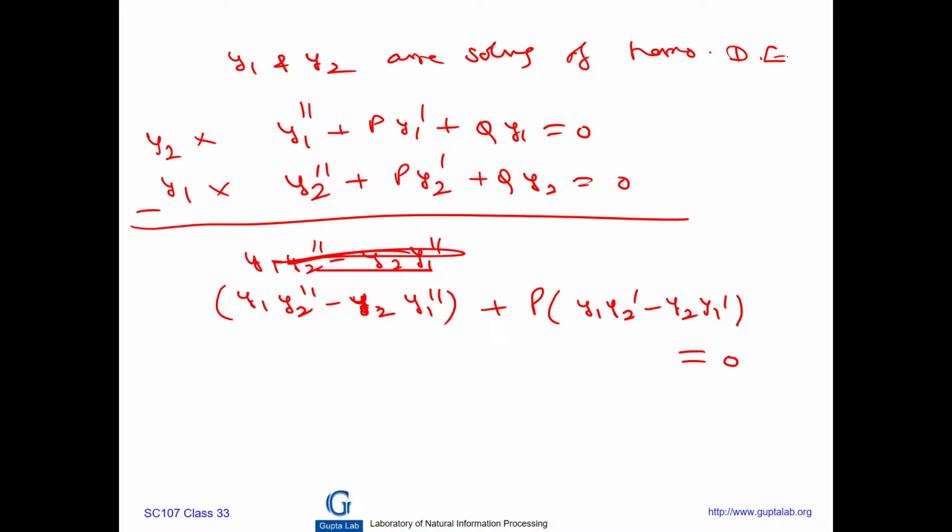नाउ व्हाट इज द फर्स्ट थिंग? dw over dx Wronskian का डिफरेंशिएशन है, एंड सेकंड थिंग इज Wronskian itself. So this implies that we are getting dw over dx plus p times w is equal to 0.